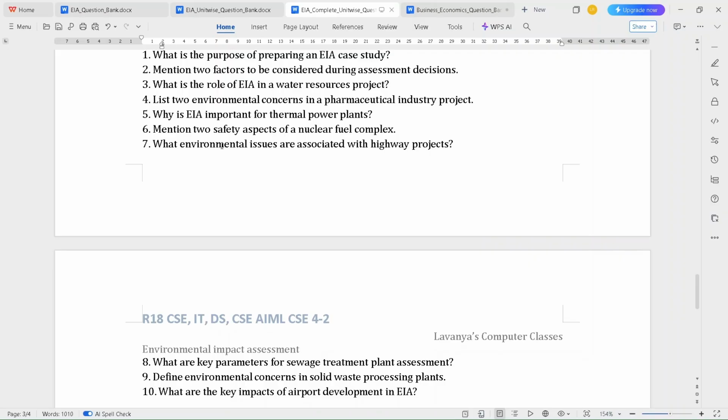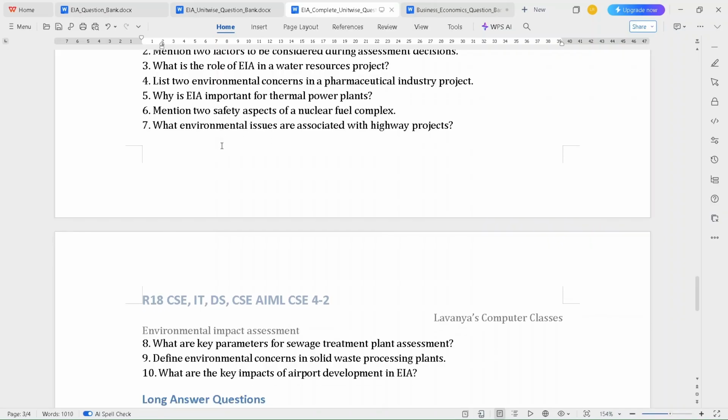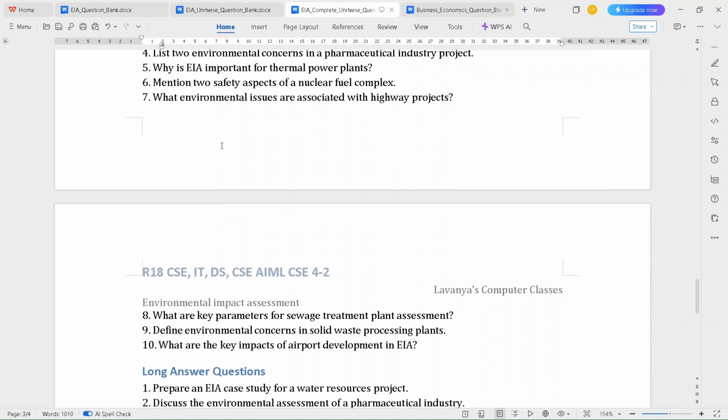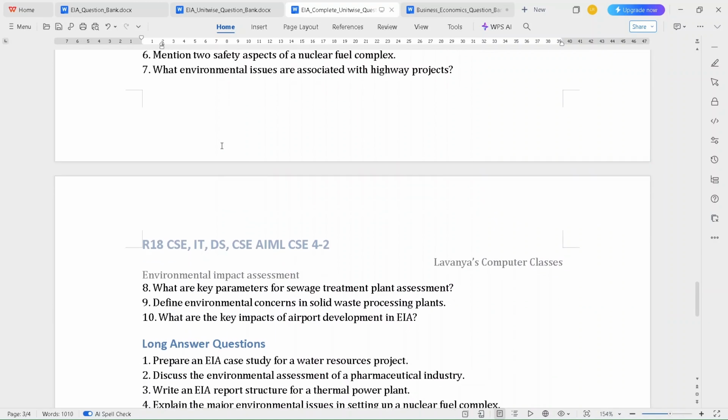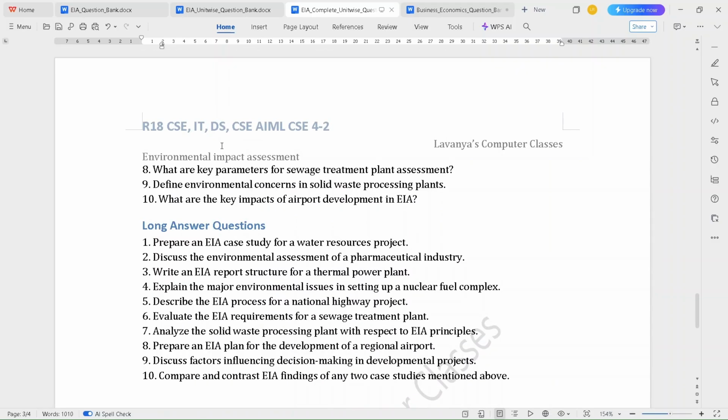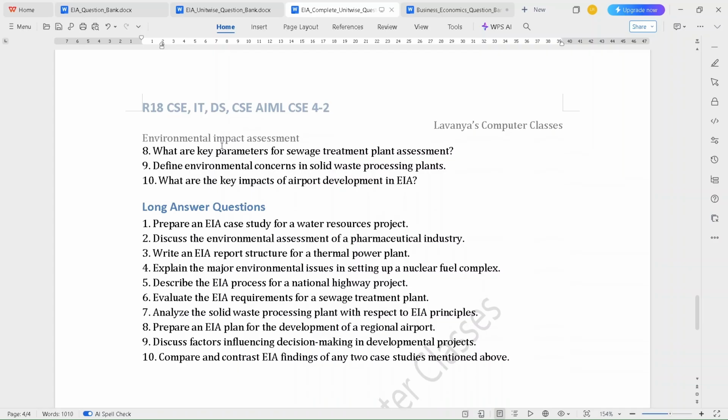Why is EIA important for thermal power plants? Mention two safety aspects of a nuclear fuel complex. What environmental issues are associated with highway projects? What are key parameters for sewage treatment plant assessment?